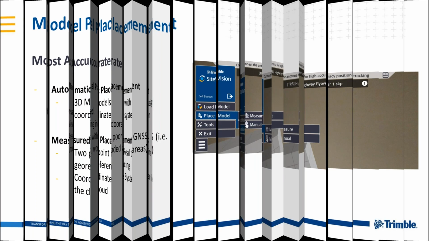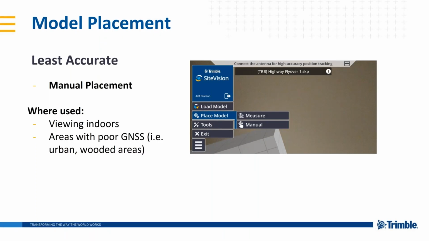And then we do have one other way to place a model, which is the least accurate way. I only recommend using it if you're indoors and you want to just show something or quickly check something, and that is the manual placement. You can manually place your model, and it's about as good as you can eyeball it. It will ask you where you want to put it, and when it switches to 2D mode, you can move it around and line it up with things that exist in the real world. But keep in mind, a manual placement is not going to be nearly as accurate as the measured or the auto place.